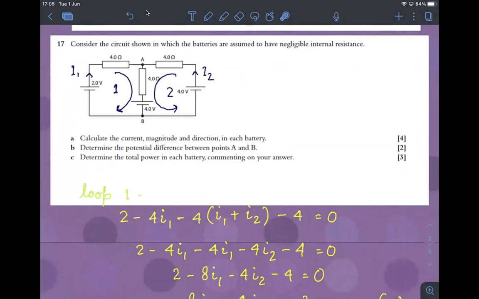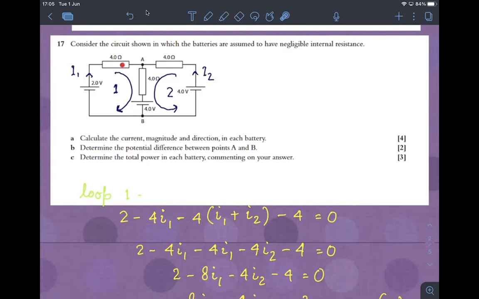When you apply the rule in loop 1, you start from here. This is negative and this is positive. So what happens? Current starts entering. So you are going from negative to positive. There is a step up in voltage. So that's positive 2. As the current is flowing, this is a drop in voltage because the 4 ohm resistor actually eats away the voltage.